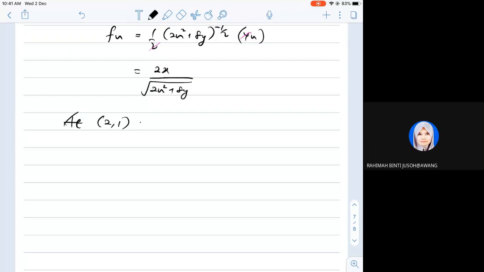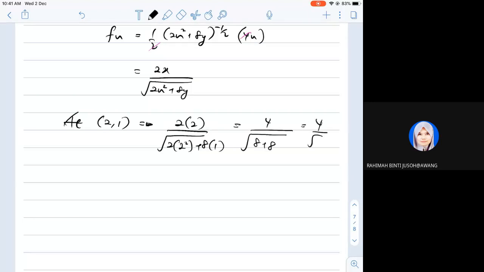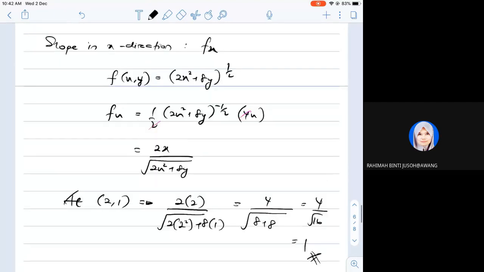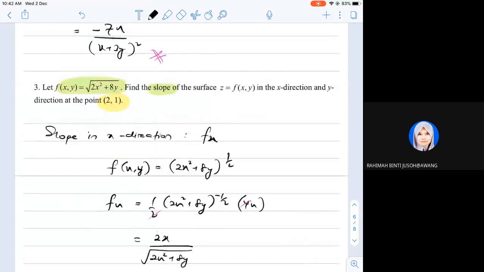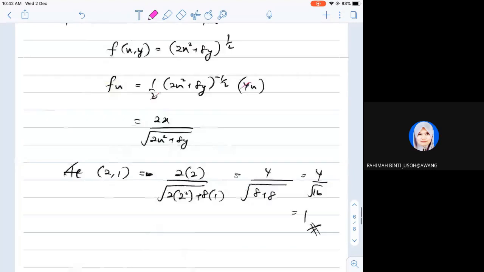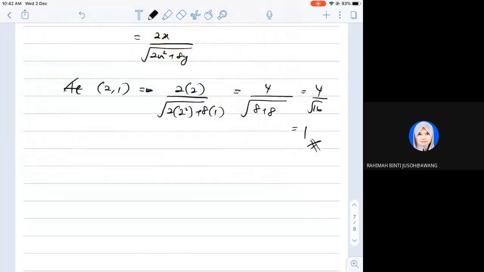So let us substitute. 2 times 2 over square root of 2 times 2 squared plus 8 times 1. So we have 4 over square root of, 2 squared is 4, 4 times 2 is 8, plus 8, so 16. So 4 over square root of 16. So we have 1. Okay. All right, next, differentiate with respect to y, because the question wants both x direction and y direction. So we have to find the slope in y direction.